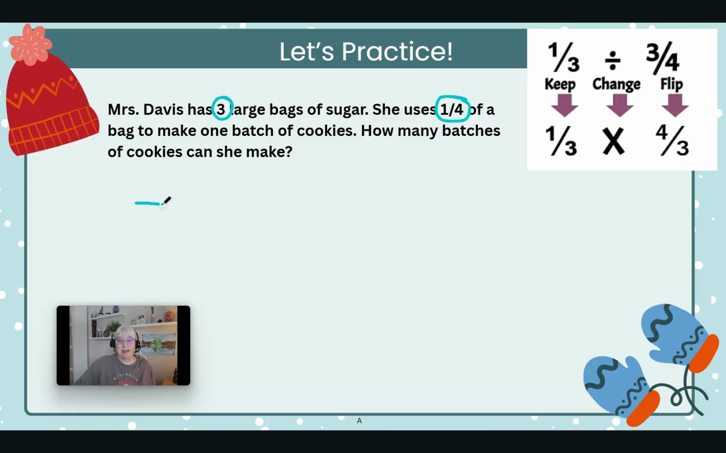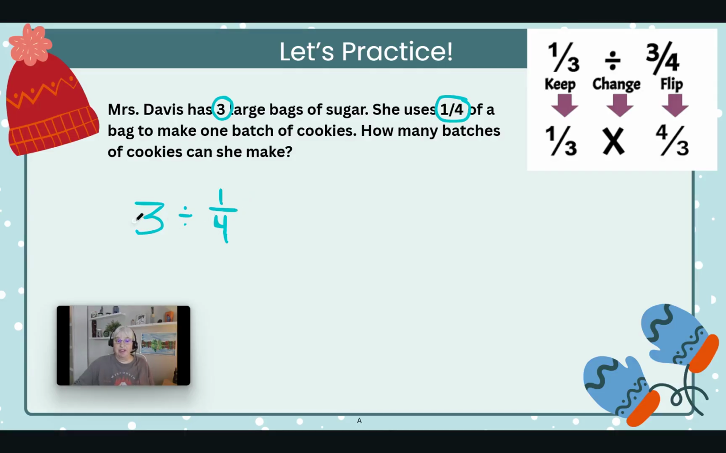So Mrs. Davis starts with 3 bags of sugar, and we need to know how many batches of cookies she can make if each batch is 1/4 of the bag. So whole number 3 divided by unit fraction, the top number's a 1, that's a unit fraction, 3 divided by 1/4. Couple of different ways you can do this. I'm going to show keep, change, flip first.